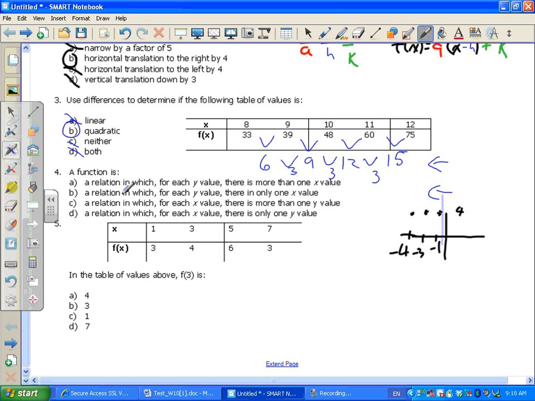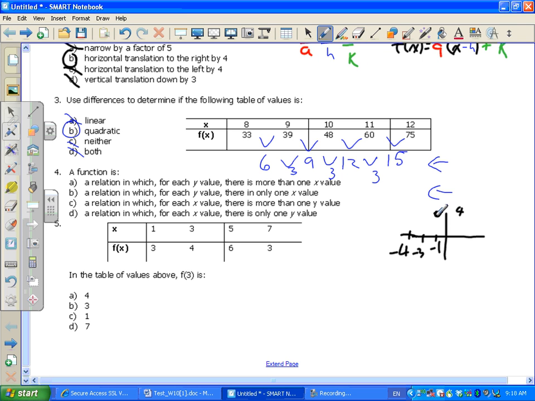Let's see what B says. A relation in which for each y value there is only one x value. So they're saying there's only one x value. So if I had a 4, I couldn't have this and this.